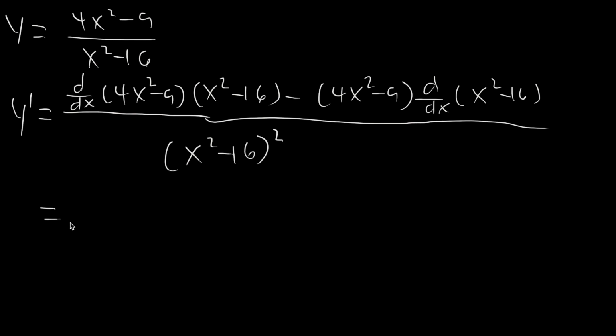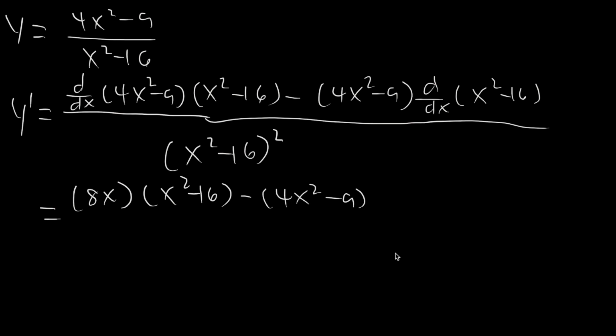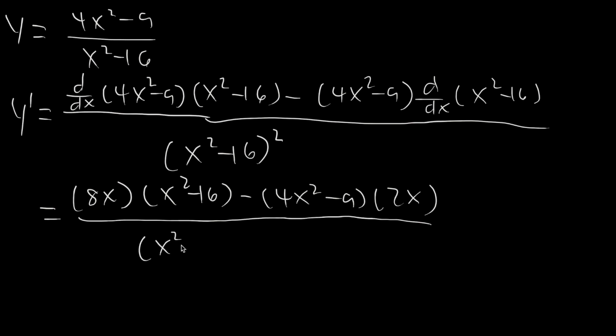So this is equal to the derivative of 4x squared minus 9, which is equal to 8x minus 0, times x squared minus 16, minus 4x squared minus 9. So the derivative of x squared minus 16 is going to be equal to 2x, over x squared minus 16 in parentheses, and then you need to square this quantity.